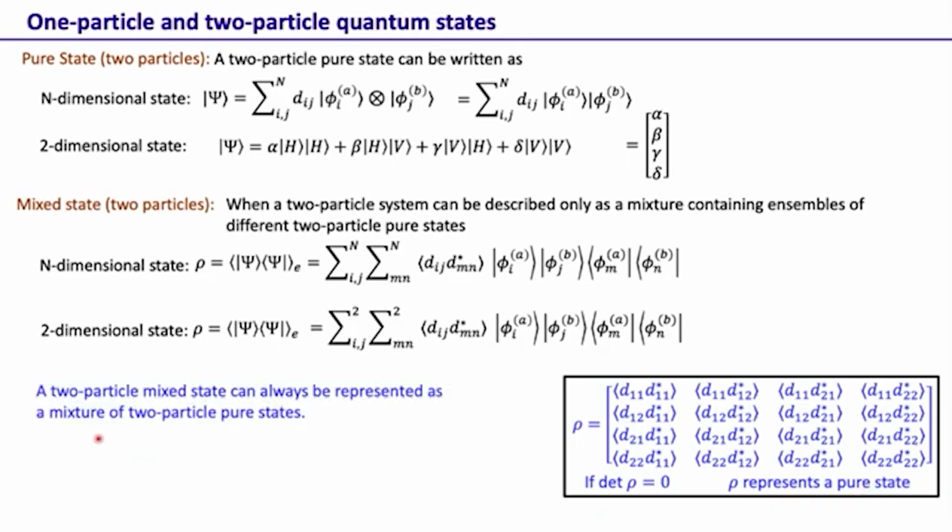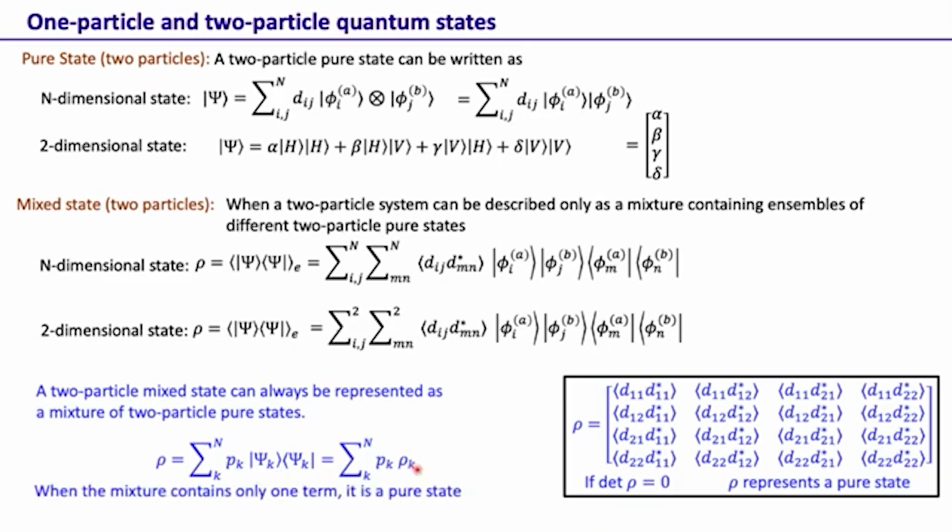Now just like a 1 particle state, a 2 particle mixed state can also always be represented as a mixture of 2 particle pure states. So we can write it like this summation, where rho k are the individual pure states. When this mixture contains only one term, that's a 2 particle pure state. So this math works exactly the same as we do for 1 particle. It's just that we do this in a 4-dimensional space rather than a 2-dimensional space.